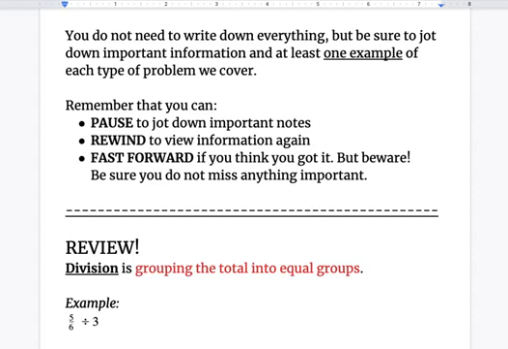Okay, so what this means is that we're going to group this total, 5/6, into 3 equal groups. That may sound counterintuitive because up until now you've been taking the total as the bigger number. But division, it's always the first number is the total, and the second number is your equal groups. So be careful here.